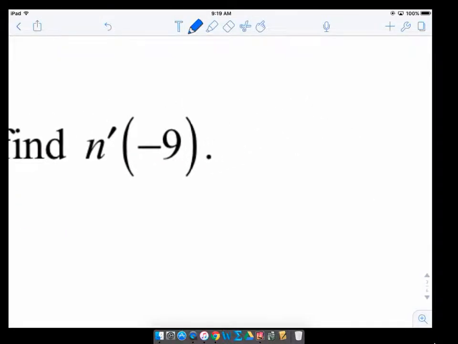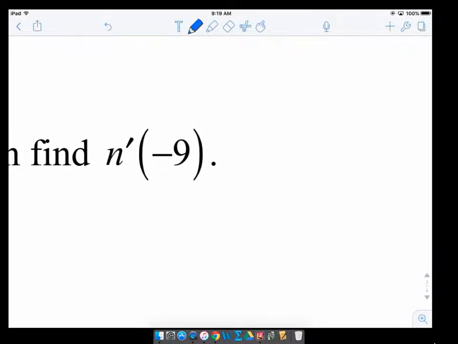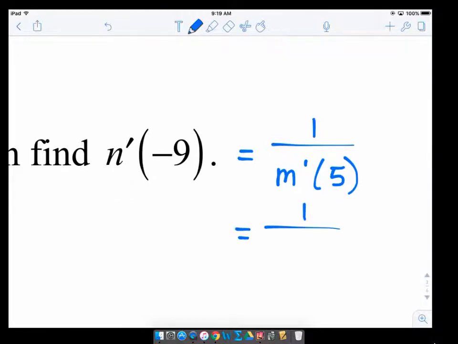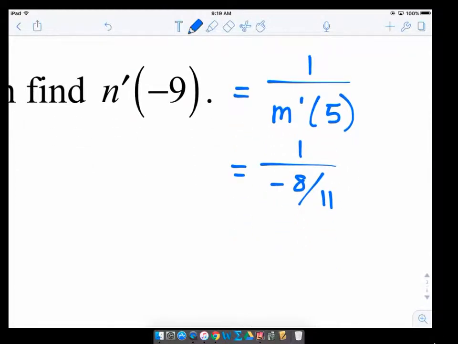Right, good. So N prime of negative 9 is the same thing as the reciprocal of M prime of 5, which you know to be negative 8 over 11. So the reciprocal of that is just negative 11 over 8.